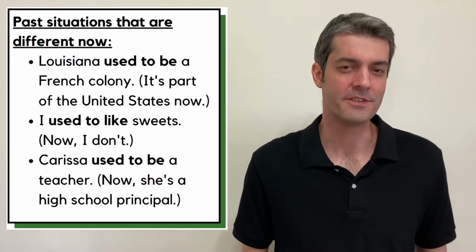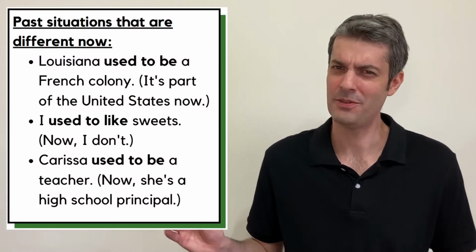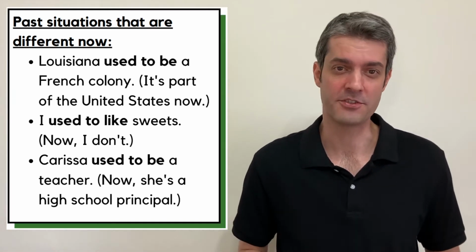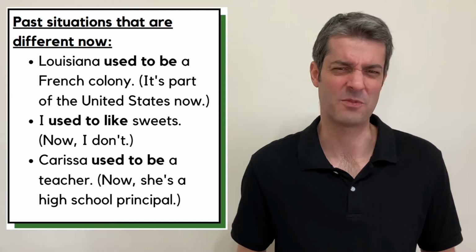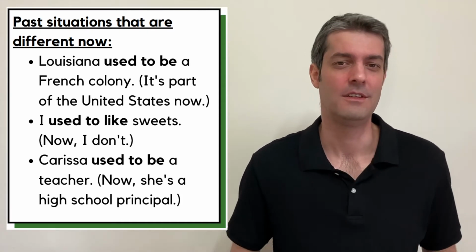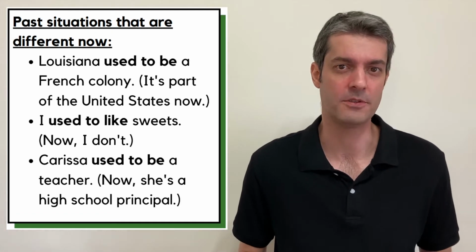We can use used to talk about past situations that are different now. For example, Louisiana used to be a French colony. It's part of the United States now. I used to like sweets. Now I don't. Carissa used to be a teacher. Now she's a high school principal.